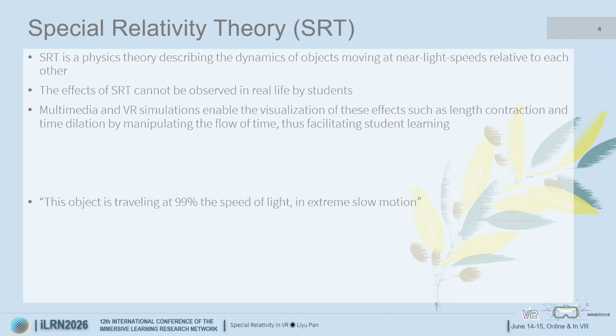For example, we can say that this object is traveling at 99% the speed of light, but we are seeing it in extremely slow motion.